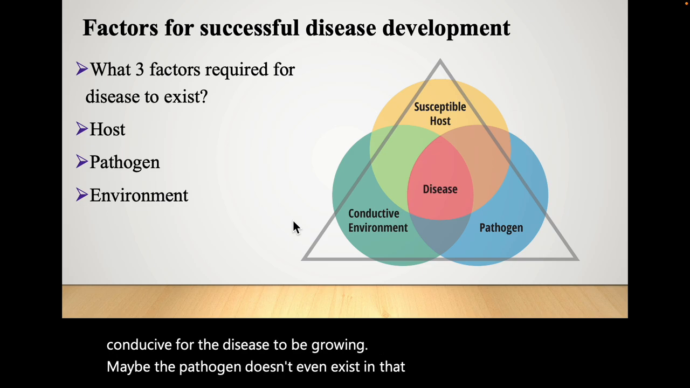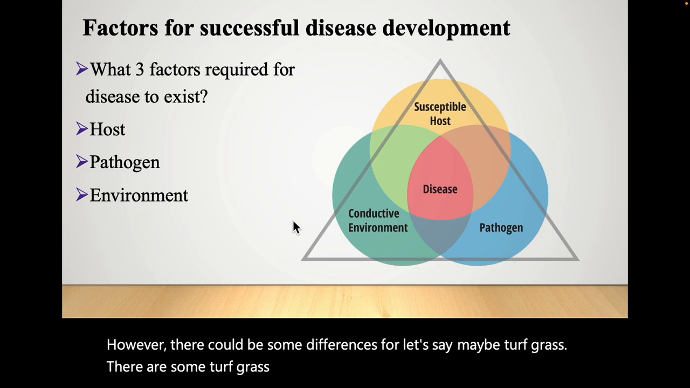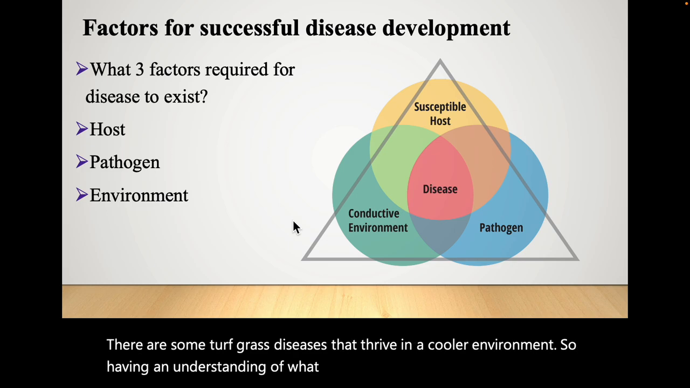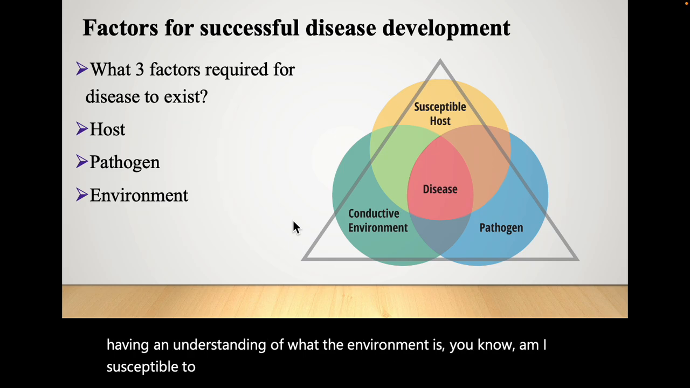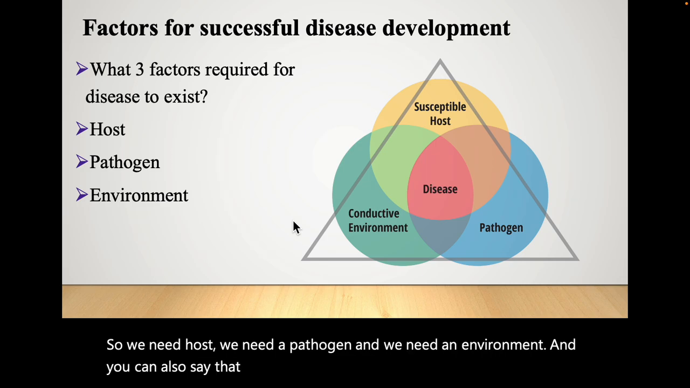Now, however, there could be some differences for, let's say, turf grass. There are some turf grass diseases that thrive in a cooler environment. So having an understanding of what the environment is, am I susceptible to having this infection by this pathogen based on my environment? So we need a host, we need a pathogen, and we need an environment. And you could also say that we need the same thing for our insects as well.